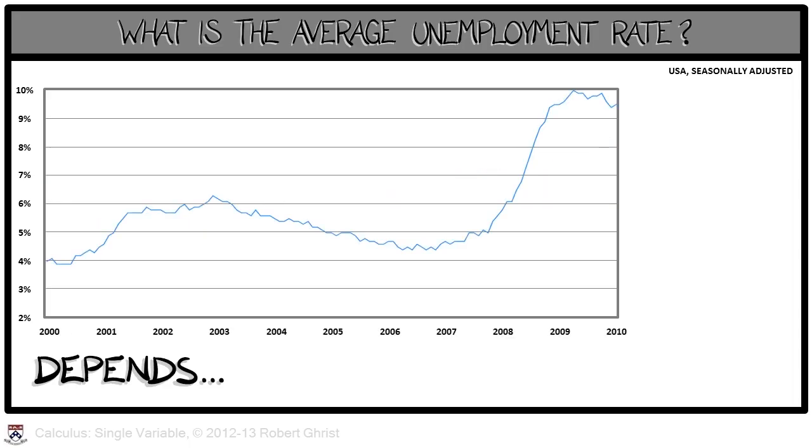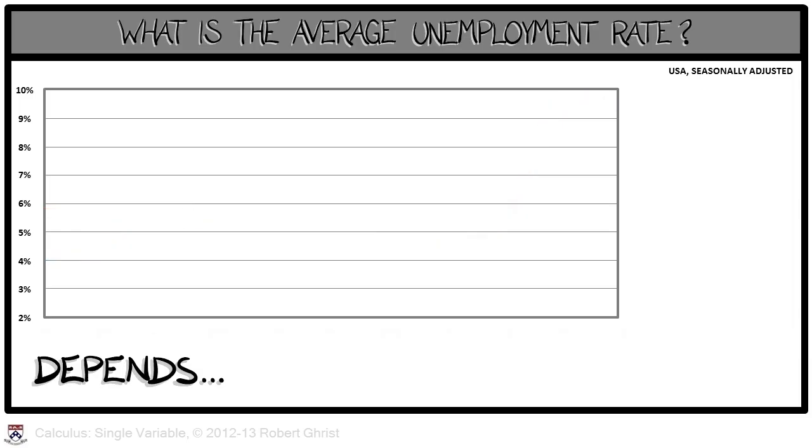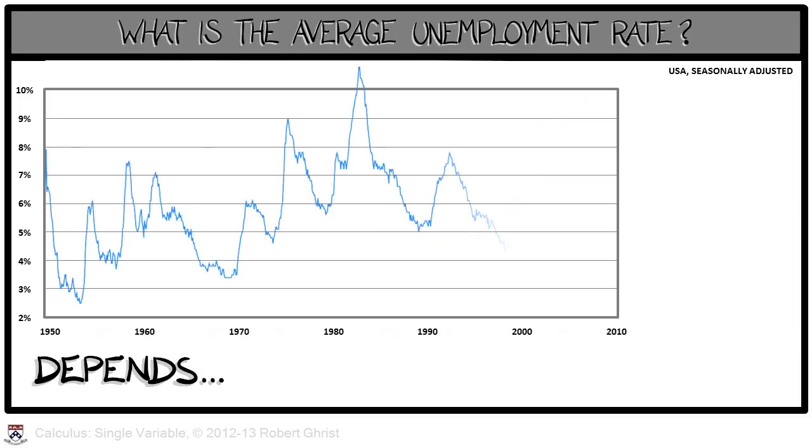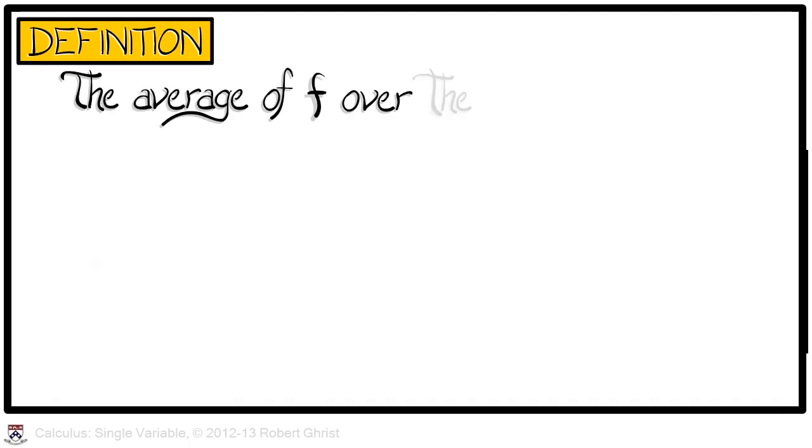First of all, it depends on the interval over which you are looking. If, in the case of unemployment, you change your time interval, then you might have very different results. And, in fact, the function that you're trying to average might look very different. And as the variation of that function increases, it becomes harder to see what we actually mean when we say average. And so we need a definition.